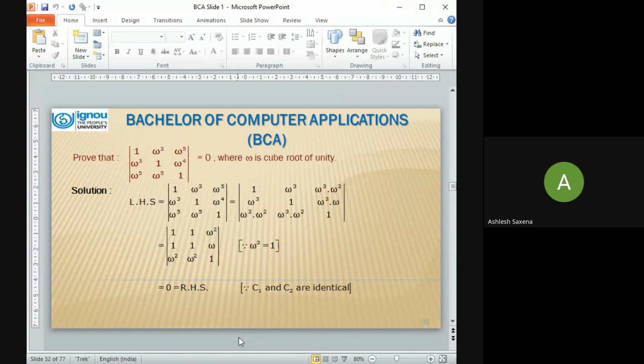Now comes omega. Prove that this is equal to 0, where omega is the cube root of unity. Cube root of unity means omega cube is equal to 1. Now what will I be doing? What is being done?